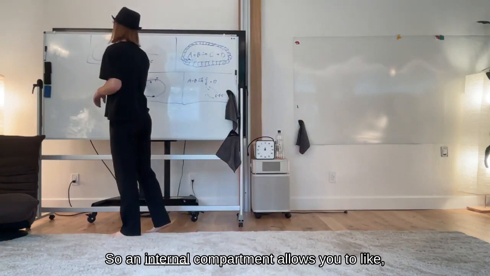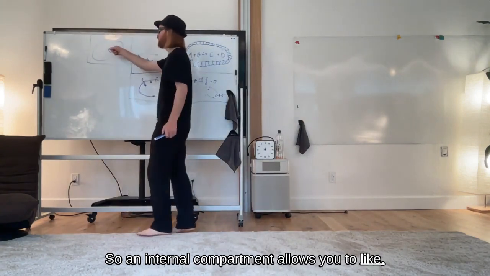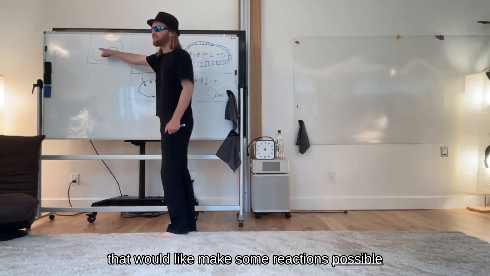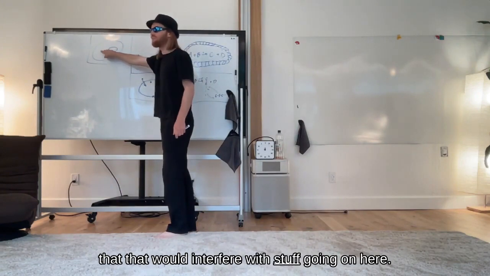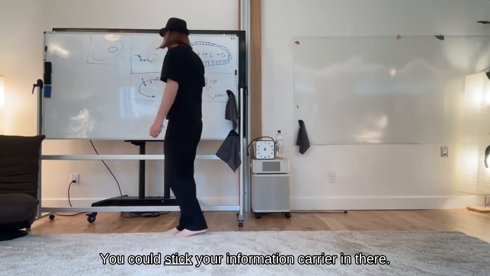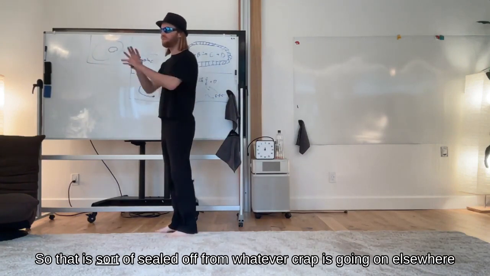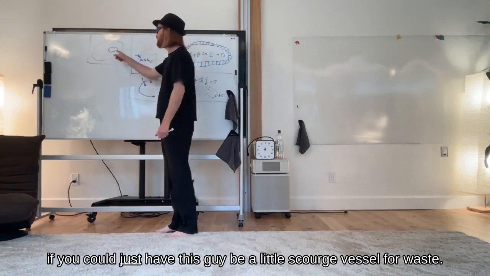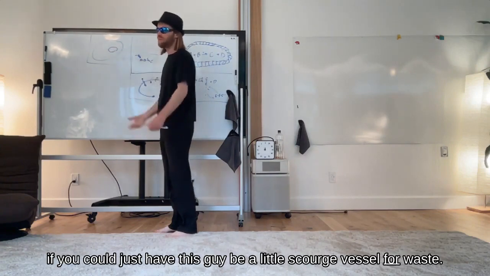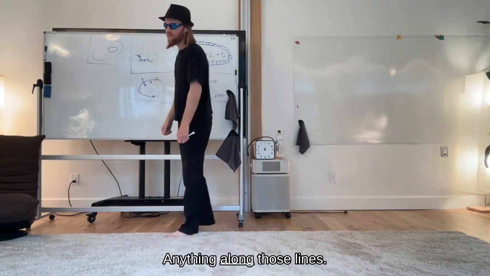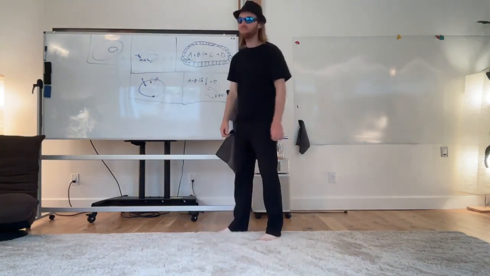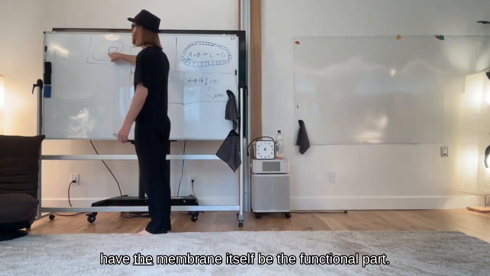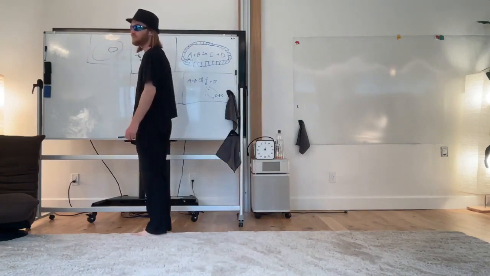So an internal compartment allows you to, for instance, have a different pH in there that would make some reactions possible that would interfere with stuff going on here. You could stick your information carrier in there so that it's sealed off from whatever is going on elsewhere. You could have this be a little storage vessel for waste, anything along those lines. Or you could have the membrane itself be the functional part.